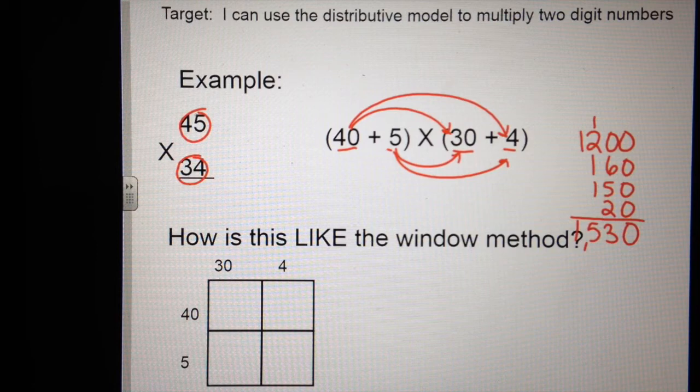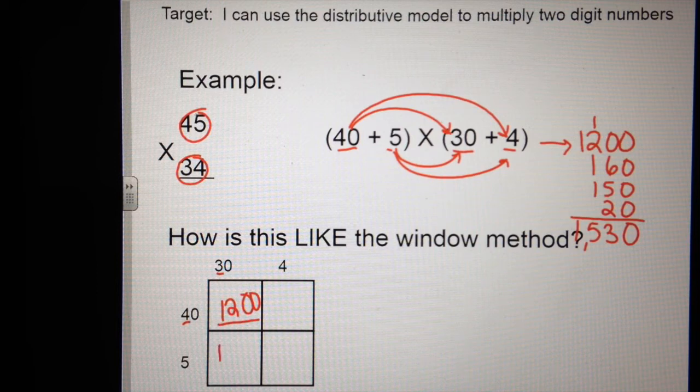Now we're going to do the same problem using the Windows method, so you can see how they're exactly the same. You know that 3 times 4 is 12 plus 2 zeros. Look at this number, 1200. Do we see that number right here? Yes, that's exactly what we just did for the first one.